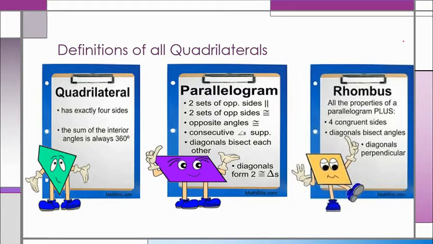Here's our rhombus. The rhombus has all the properties of a parallelogram as well as four congruent sides. In other words, all the sides are equal to each other. The diagonals bisect the angles, okay? So that means that they cut the angles in half, and your diagonals are actually perpendicular to each other.